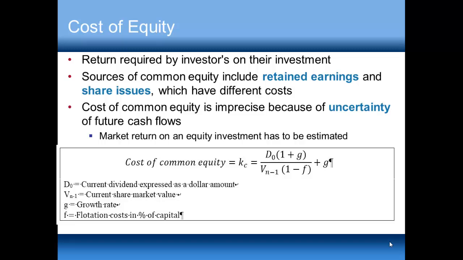So let's start with the cost of equity. This is the return that's required by the investor on his investment. This is generally where we have retained earnings, where we have shares that are issued. They might have different costs. The cost of common equity is kind of imprecise because of the uncertainty of future cash flows. So we kind of have to estimate this for the future because we don't know exactly what the future is going to bring. So we're going to estimate the dividends that should be given, D divided by the value at the beginning. In other words, your estimated current return.